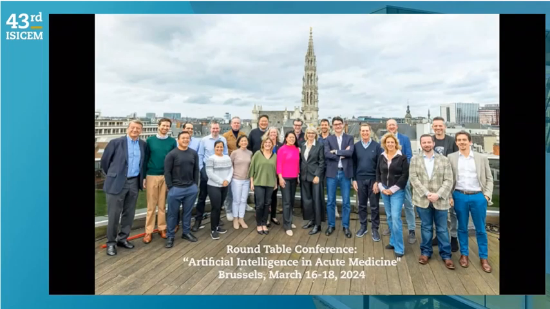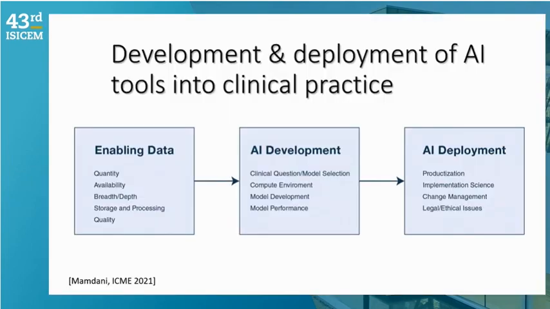Some of the ideas I'm going to share were discussed over the last few days during the roundtable, so some credit goes to my colleagues there. But if we take a step back, the process of developing and deploying those tools into clinical practice is a 3-step process, and you need to start by having data available, obviously, building your model, and then deploying it.